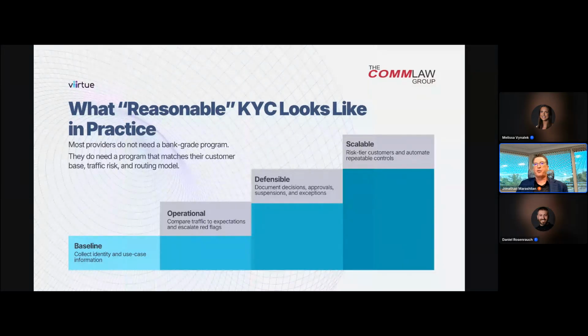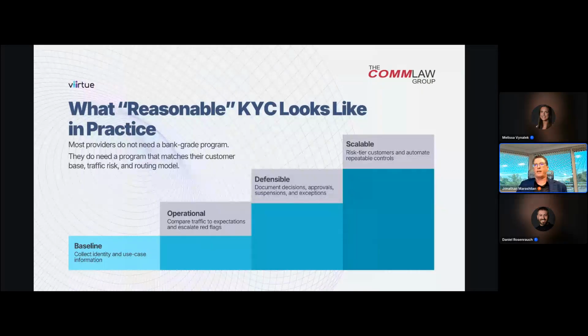This slide gives a very useful ladder. Baseline, operational, defensible, scalable. Baseline means you collect identity and use case information. You know who the customer is. You know what they say they're going to do. Operational means you compare actual traffic expectations. You define the red flags. You have escalation owners. You can take action. Defensible means you document decisions, approvals, exceptions, customer responses, suspensions, blocking, terminations. Scalable, that means you risk tier customers and automate repeatable controls.